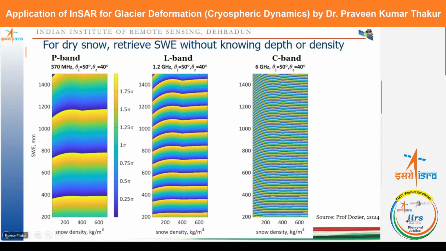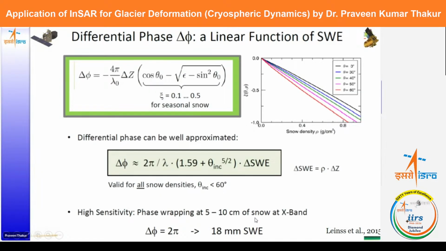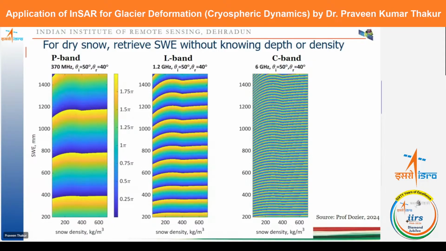For example, here the phase unwrapping allows a snow water equivalent of nearly 400 millimeters, whereas in the L band it is less than 100, and in the C band it is almost 80 millimeters or even less than that, and for the X band it is 18 millimeters. So the longer wavelengths are much more suitable for these direct differential interferometry based methods to work. The phase ambiguity is more in the L and C bands and least in the P band.